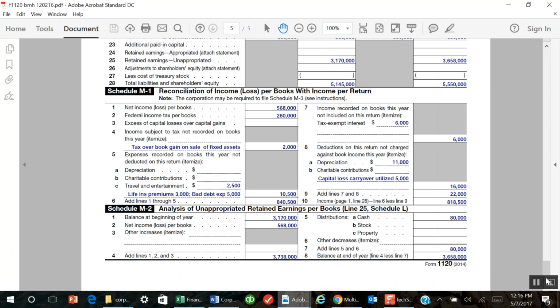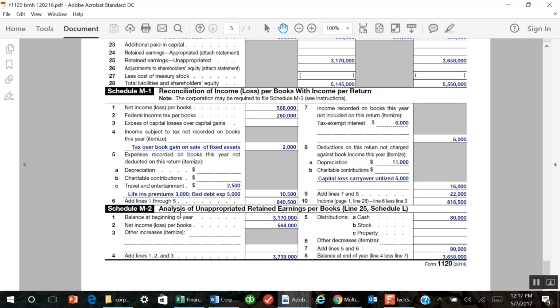Schedule M1, I required you to fill out. Schedule M2, I required you to fill out. Some people did not fill out Schedule M2, so they got marked off 1 point for that. First of all, it's pretty easy. Line 1, Schedule M2, should always tie to your beginning of the year retained earnings, line 25. Line 8 is your balance of retained earnings at the end of the year.